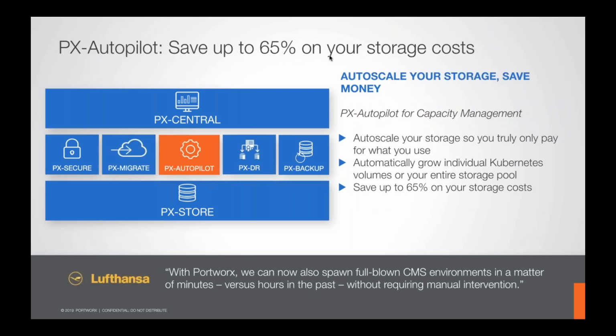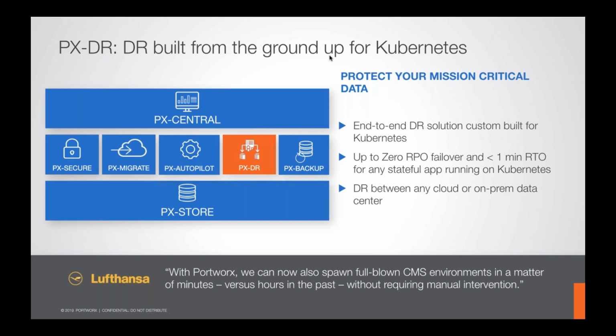Autopilot provides automated capacity management. I mentioned that earlier in terms of T-Mobile, right? Scaling your infrastructure to meet the demands of your Kubernetes scale. PXDR, it's what I talked about in terms of the banking customer, RBC, right? Zero RPO, disaster recovery between multiple data centers. We also support disaster recovery over the wide area network when your latencies are greater than synchronous replication can support.